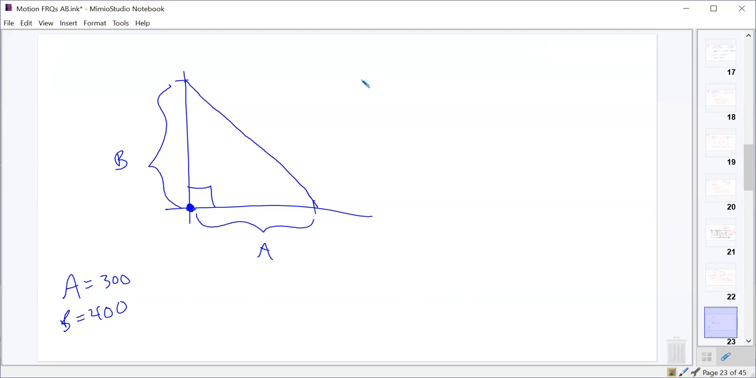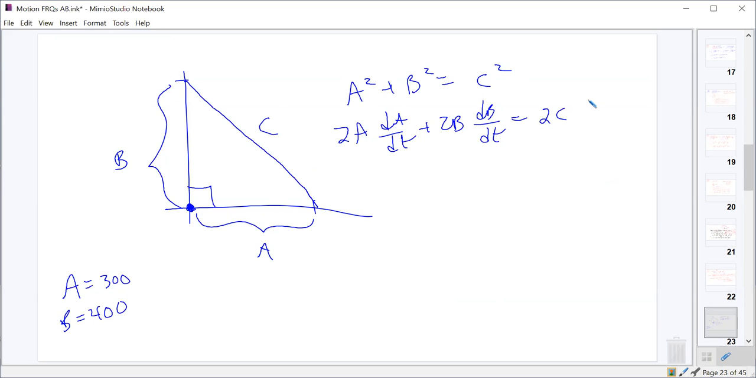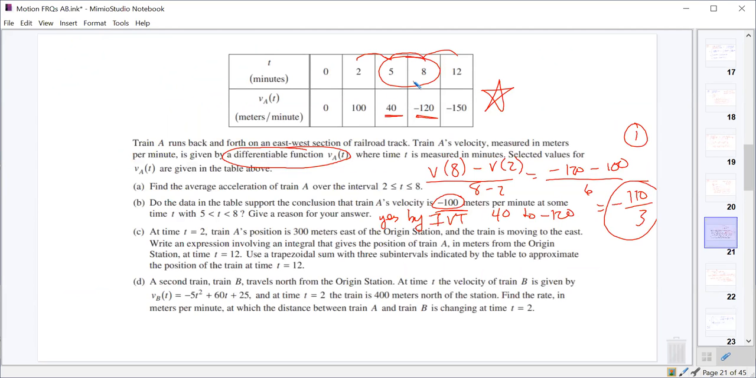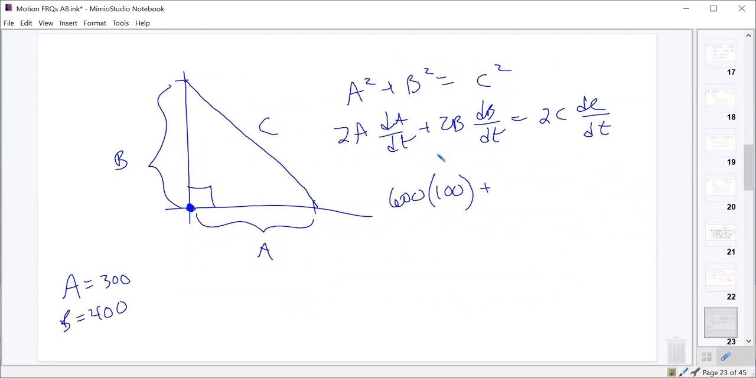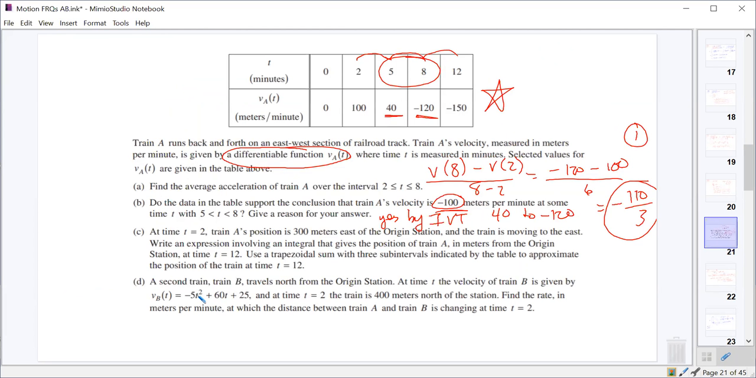Yeah, okay. So at t equals 2, we would say that a squared plus b squared equals c squared, and 2a dA/dt plus 2b dB/dt equals 2c dC/dt, and then you plug in all your values. So a was 300, so we have 600 times its rate of change at 2. What was its rate of change at 2? 100? And then 2 times b. And then you'd have to figure out what the rate of change of b was.